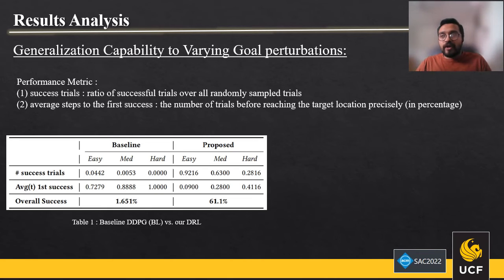We also try to evaluate how generalized our approach is based on varying goal perturbations. So we have decided to use two performance metrics. The first one is the successful trials, defined as the ratio of successful trials over all the randomly sampled trials. And second is the average steps to the first success, so we can define the number of trials wasted by both approaches before getting the first success.